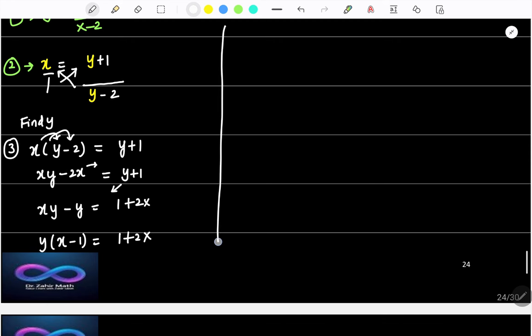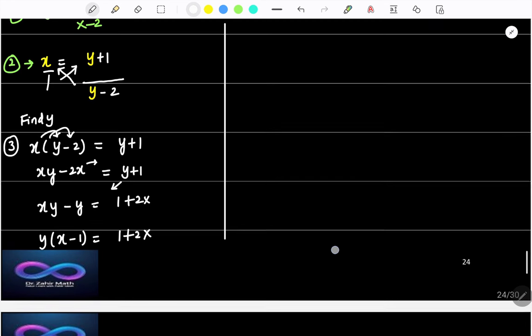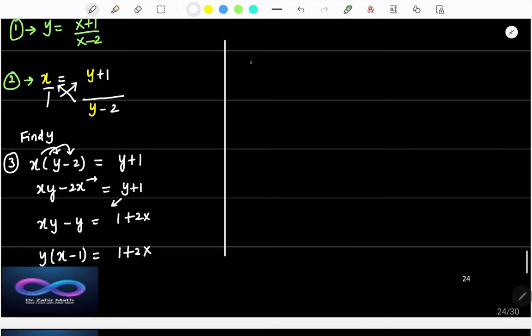Right? Let me write here because there is no place. I think the next question comes here. Right. So y into x minus 1 equals 1 plus 2x. I need to find y, so I divide by x minus 1. So this gets cancelled, right? So y equals 1 plus 2x divided by x minus 1.